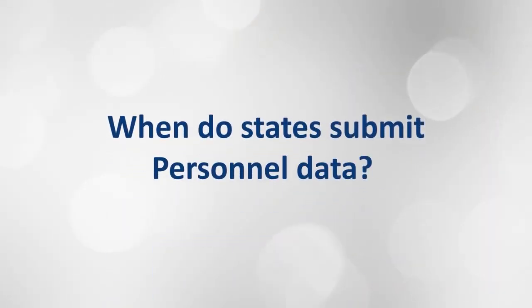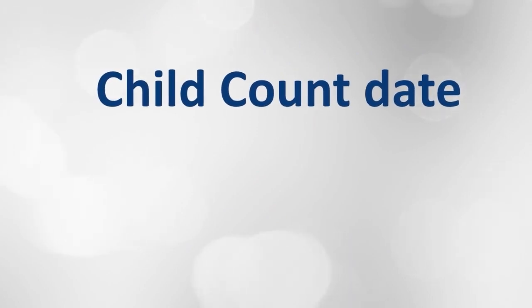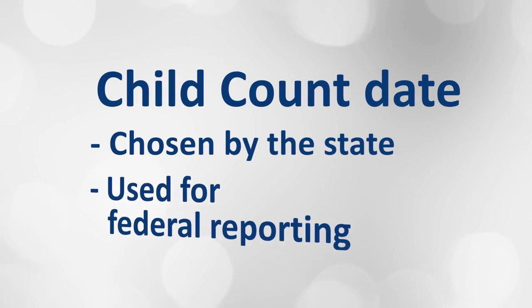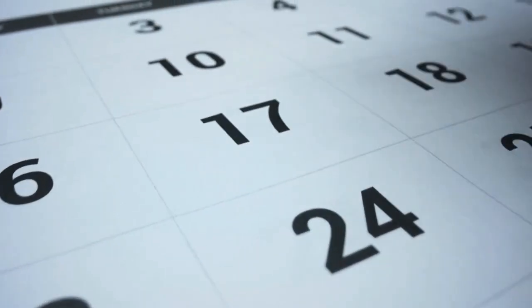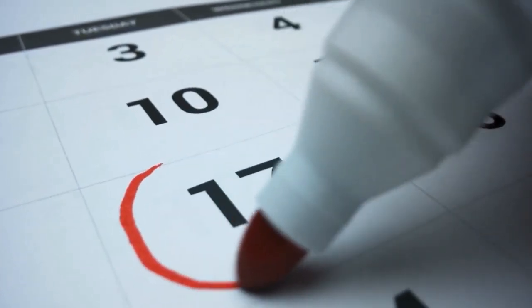When do states submit personnel data? States submit the data annually in the late winter. These data must only include those personnel who are serving students with disabilities on the official state child count date. This is a specific date states choose to pull information for certain federal reports, and the date must be between October 1st and December 1st.